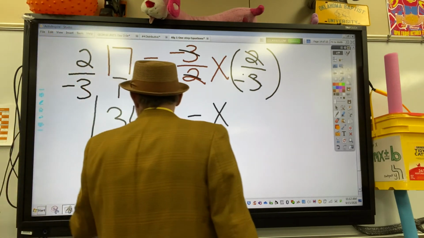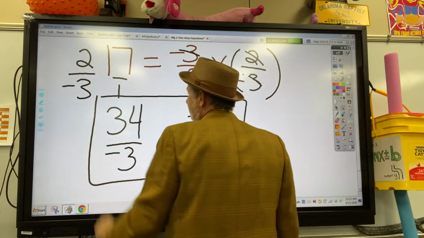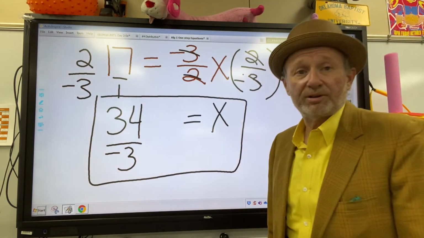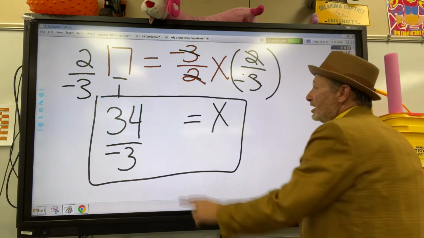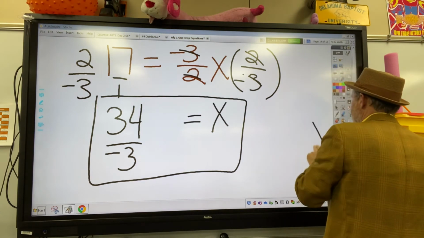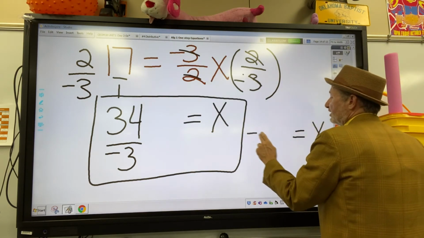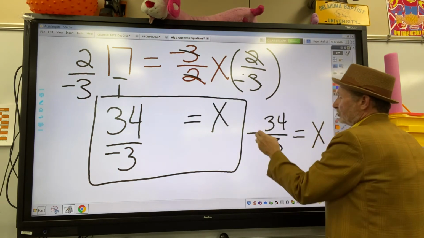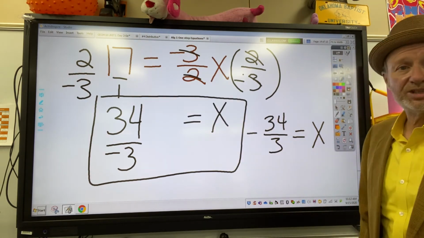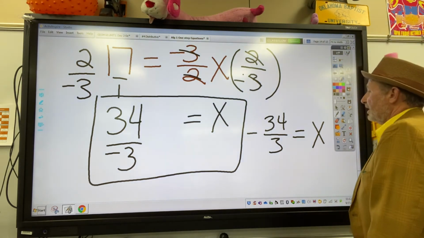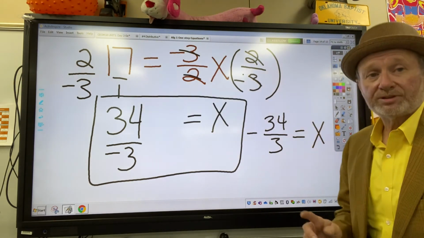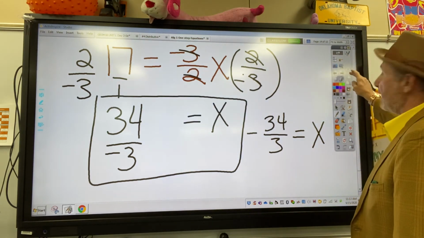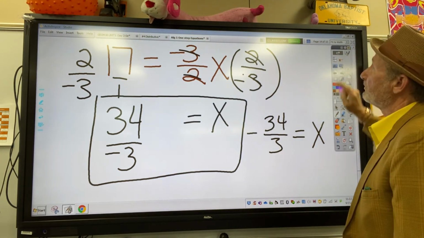Now, some cats are okay with this as an answer. By the way, 3 won't go into 34 evenly, so it's as reduced as I can get. But some math folks want to see the negative outside like this. Either one of those is exactly the same. And in your Delta Math, they may want to see it this way. You just have to figure it out. They'll tell you.